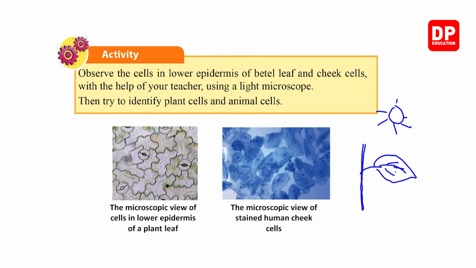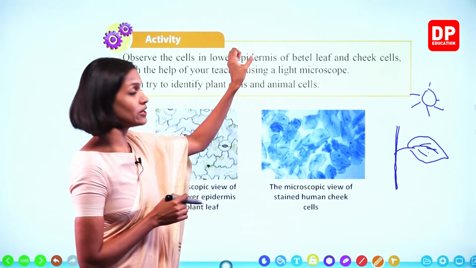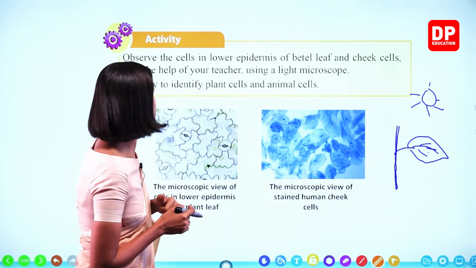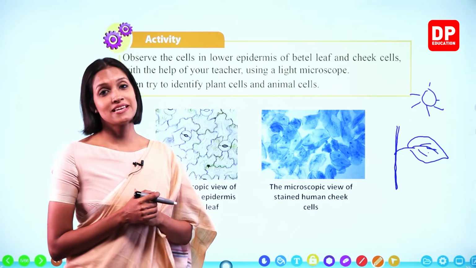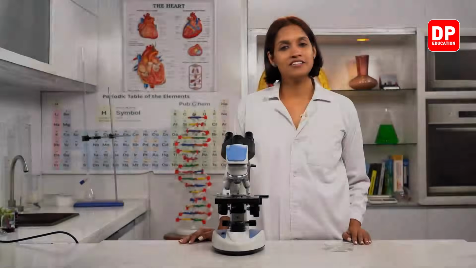Right? So observe the cells in the lower epidermis, the underside of the betel leaf, and cheek cells with the help of your teacher using a light microscope, because now we know that we cannot observe any cell with the naked eye or even with a hand lens. We need the help of a microscope, right? Then try to identify plant cells and animal cells. Using the betel leaf, we are going to observe the plant cells. Using the cheek cells, we are going to observe the animal cells. We will do this activity in the lab now. Right, children.